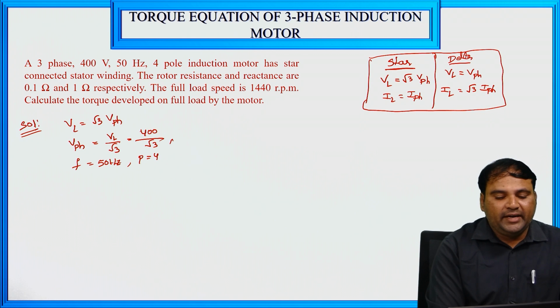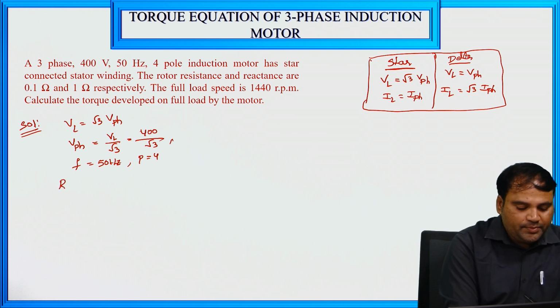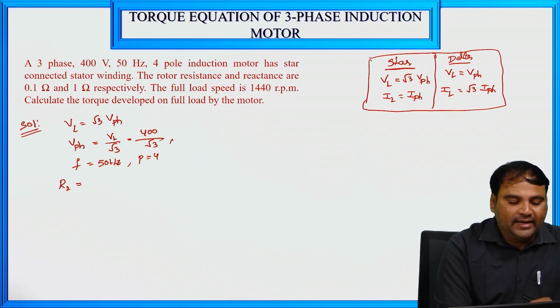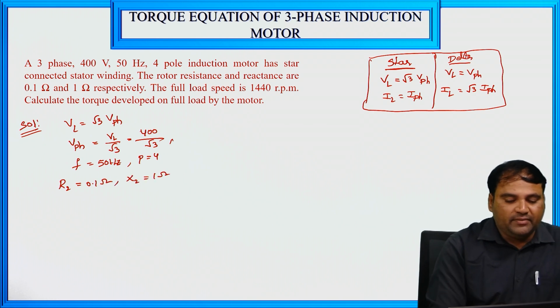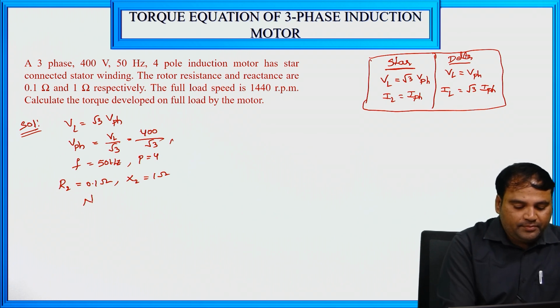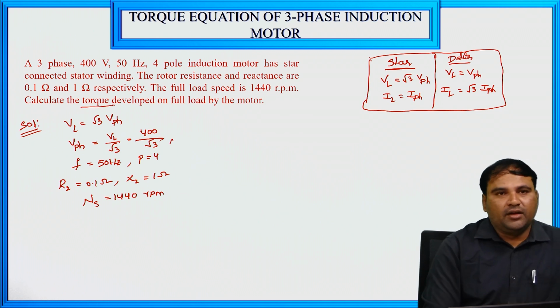The 4 pole induction motor has a star connected stator winding and the rotor resistance R2 and reactance X2 are 0.1 ohm and 1 ohm respectively. The full load speed is 1440 rpm, so Nr is equal to 1440 rpm. Then we need to calculate the torque of the 3-phase induction motor.